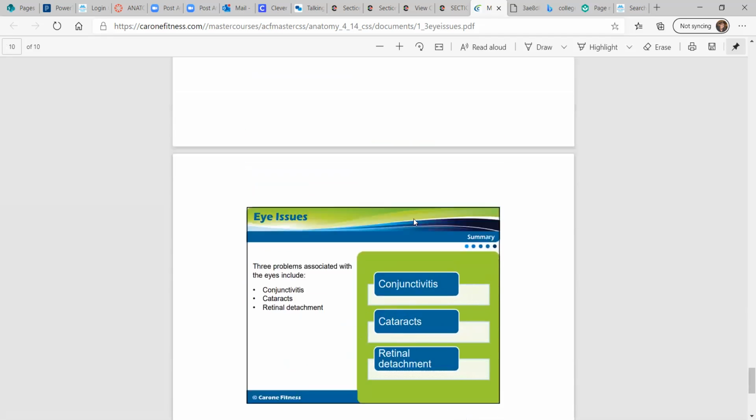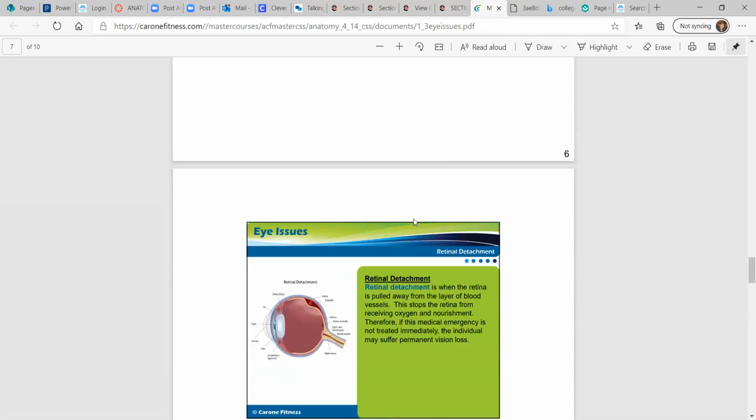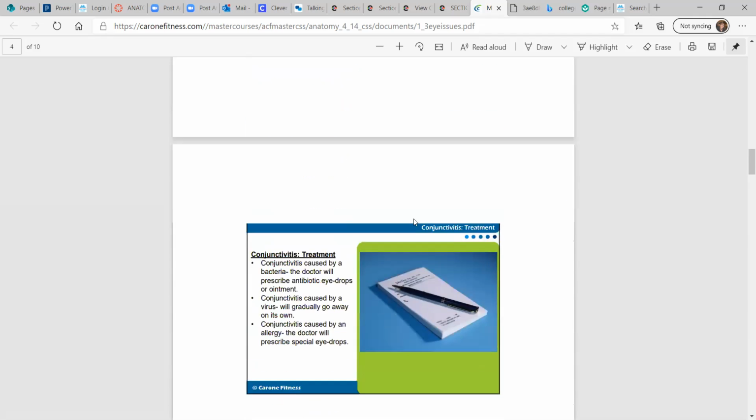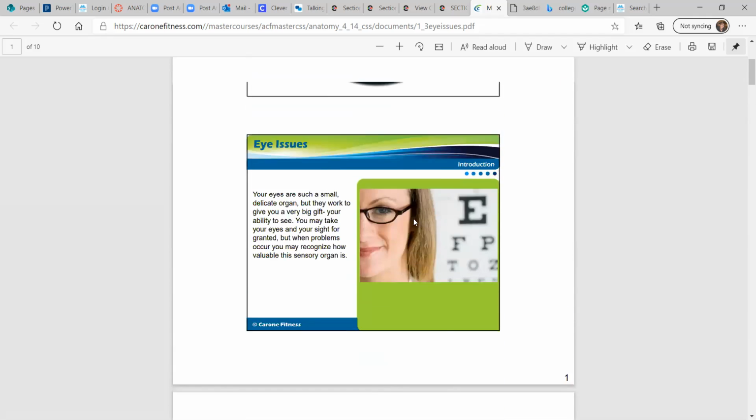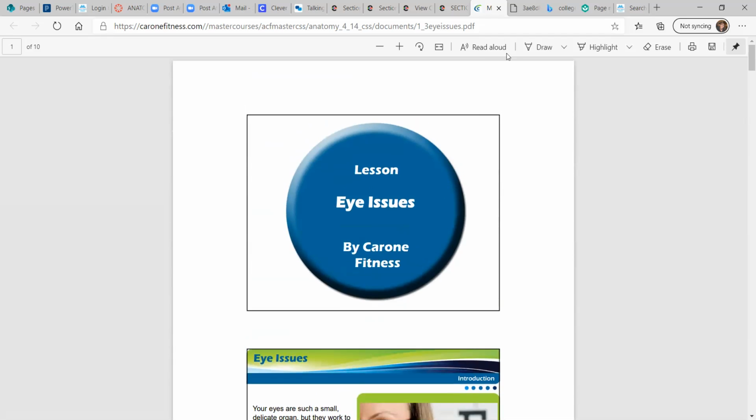And that's the 3 issues that may develop with the eye that we talked about today. So I hope that helped. Hopefully you know more about your eye and the things that could possibly go wrong, but hopefully won't.